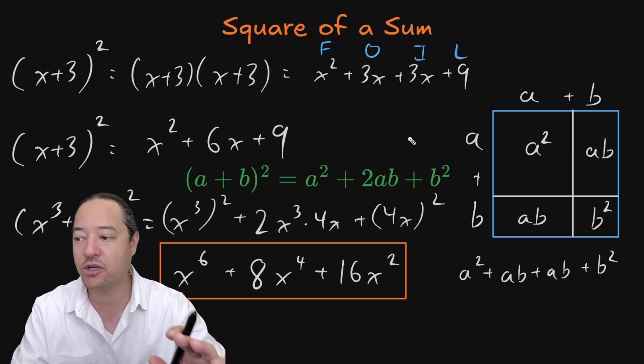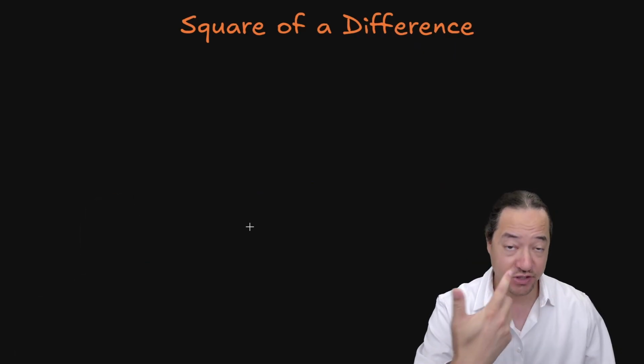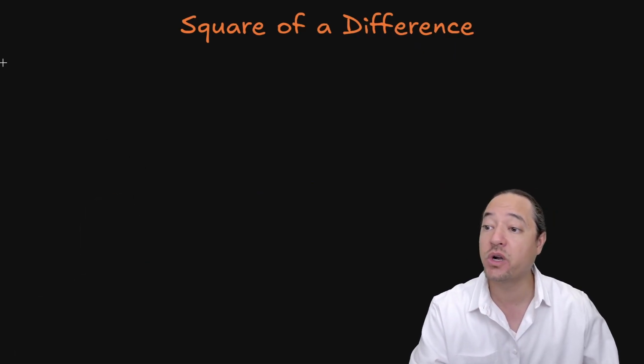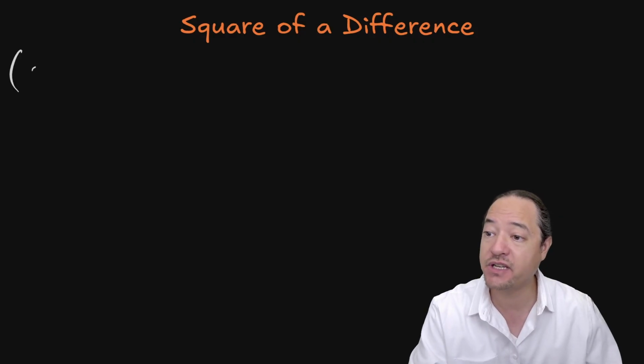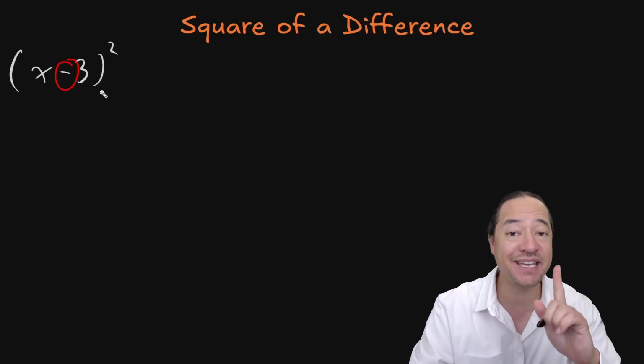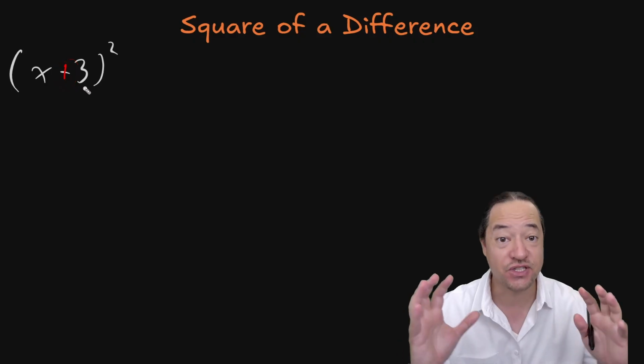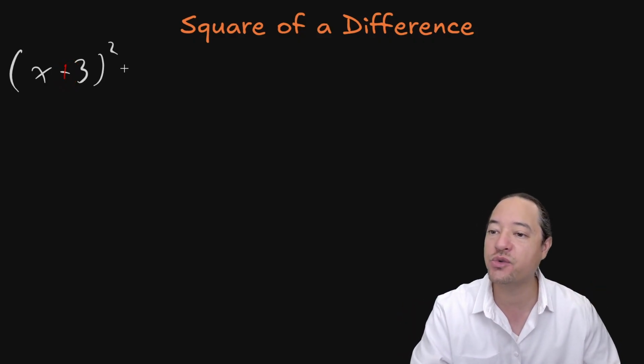All right, so let's take a look at another related pattern to this one. Here we're looking at the square of a difference. What does that mean? Well, before we did the square of a sum. So a square of a difference would be something like x minus 3 squared. Very similar pattern. It's just that we have a negative sign now instead of a positive sign. So instead of a sum, we have a difference. All right, so what do we get here?